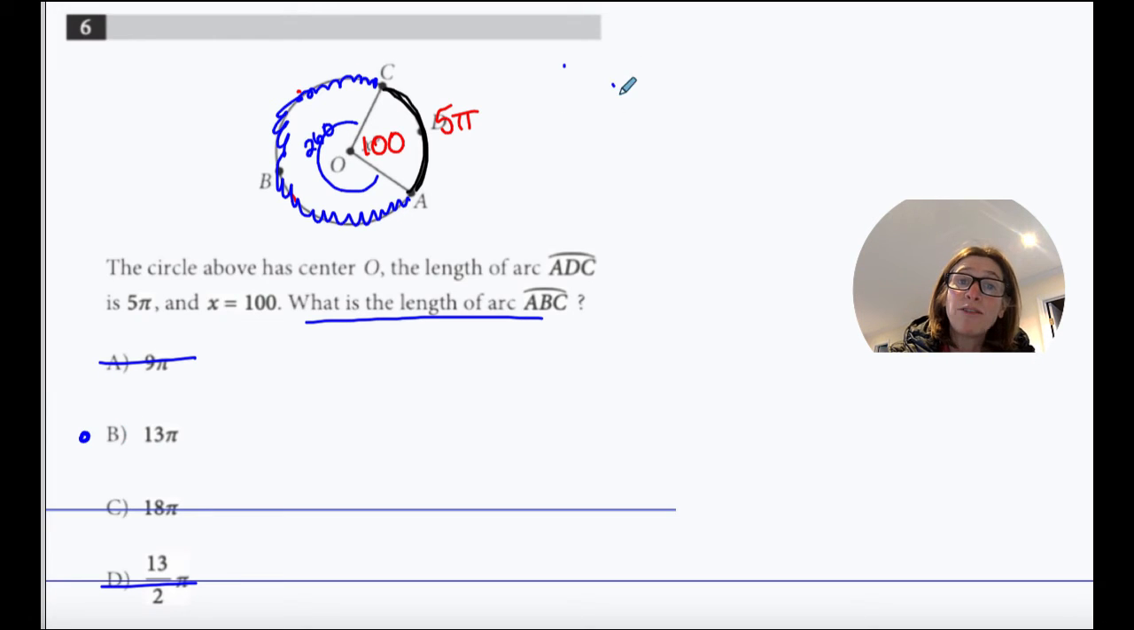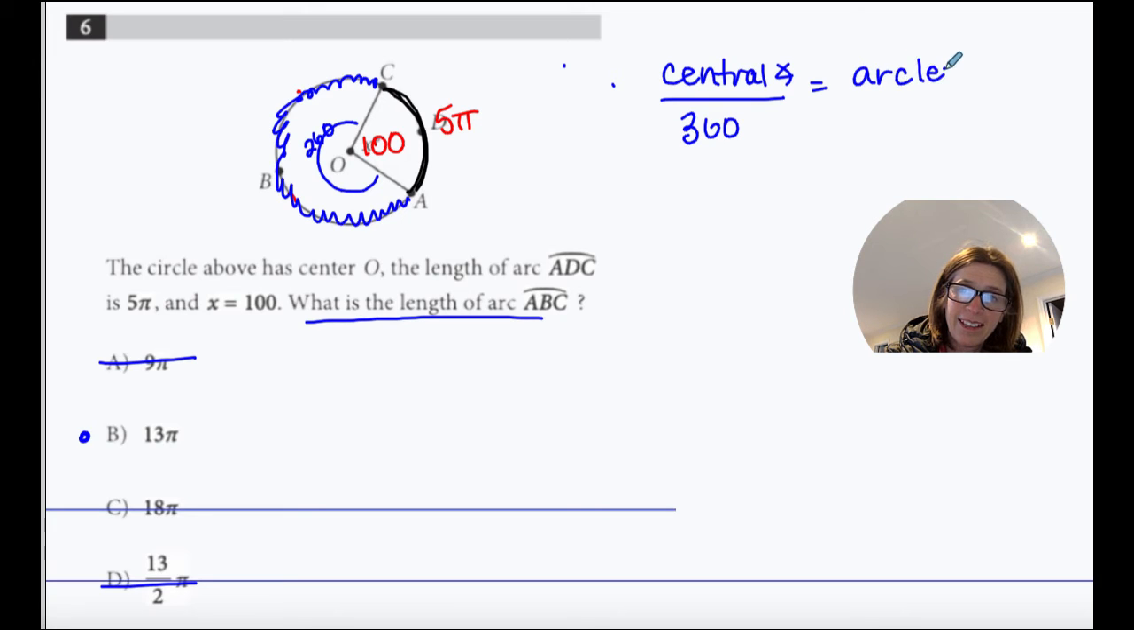So to review, how you find arc length involves a proportional relationship with the circle. The formula that we've been using for arc length is your central angle over 360 equals arc length over circumference, so 2 pi r, because arc length is a piece of the circumference.